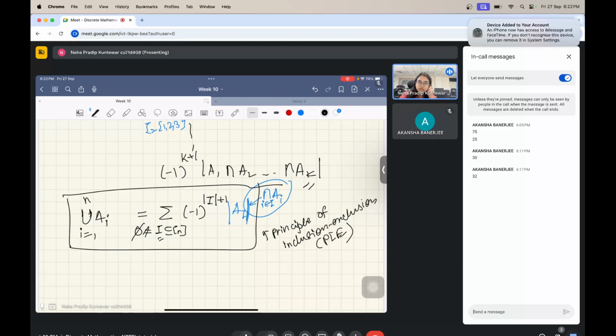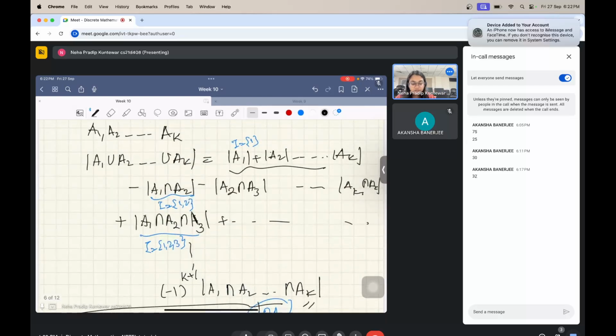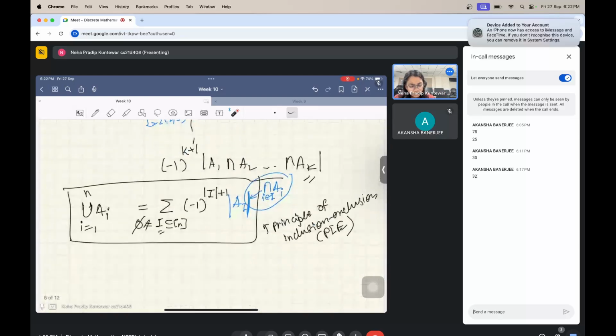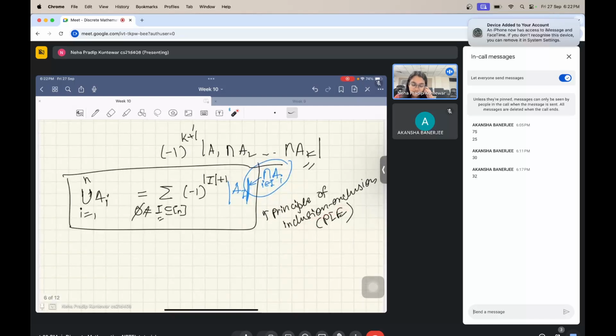The reason it's called PIE is obvious from the way we derived it. You first included all the sets, then you realized you overcounted, then you excluded some terms, then again you realized you have overcounted something, then you add it, and so on. So every time you are approximating your count by adding and subtracting repeatedly, and hence it gets the name.